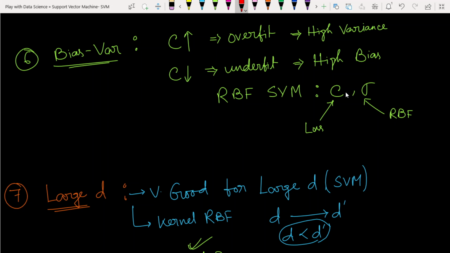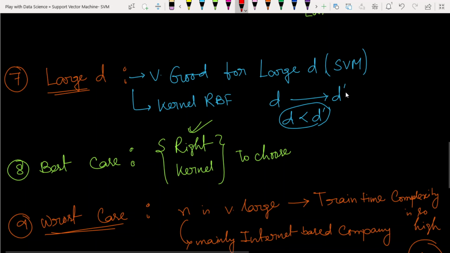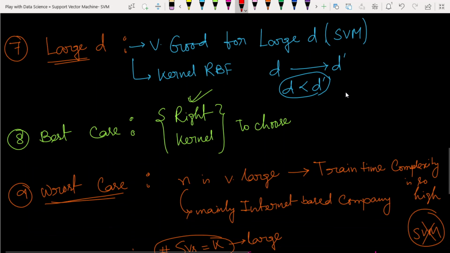Also, for large dimensions SVM is very good because of the kernel trick. When using the RBF kernel, it easily handles large dimensions. The best case for SVM is having the right kernel. This is the most important thing.